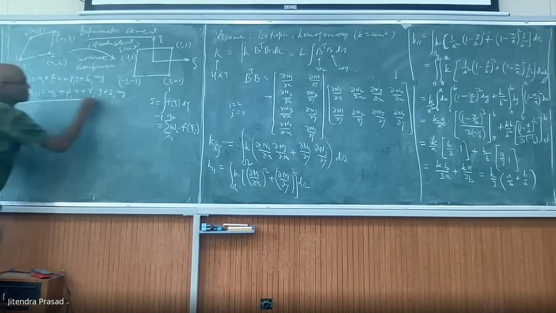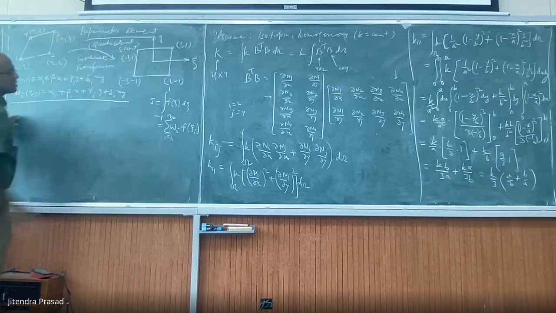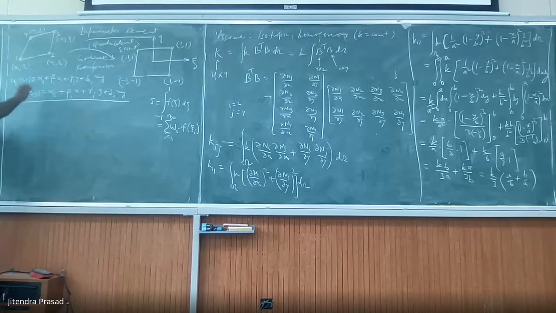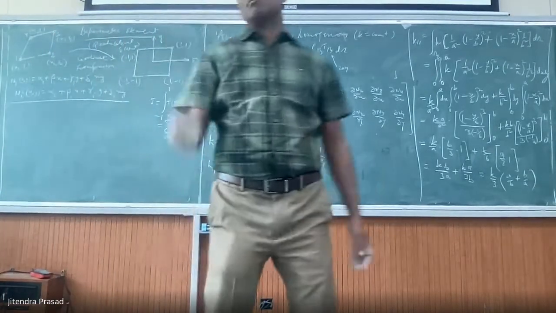So this is one way of doing it. Rest, you know the drill. Now what we want to do is convert from here to here. If you convert, then we can write like this. We will define N1, N2, N3 in xi and eta now. That's what we will do.